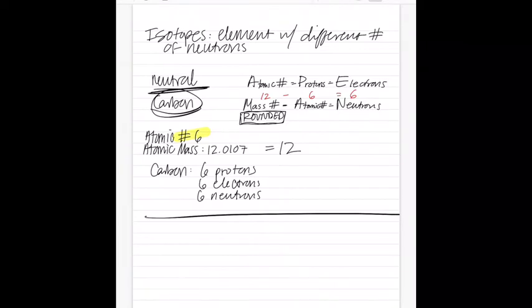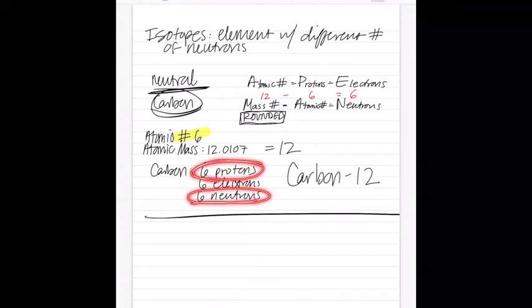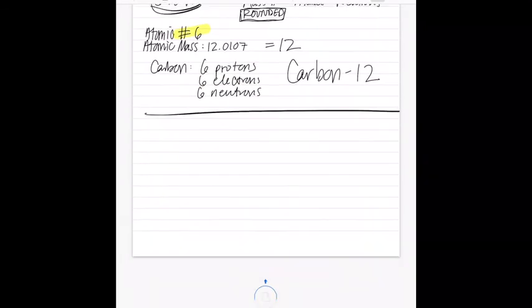This particular isotopic carbon is called carbon 12. The way that you get this number is you add your neutrons and your protons. That's what's inside the nucleus, the protons and neutrons. Electrons are on the outside. So you add your protons and your neutrons, and that's where this number comes from. So that's carbon 12.